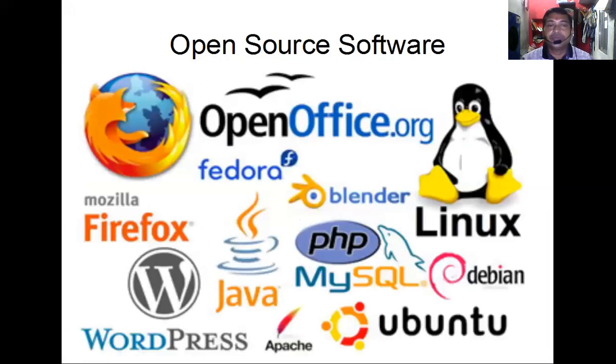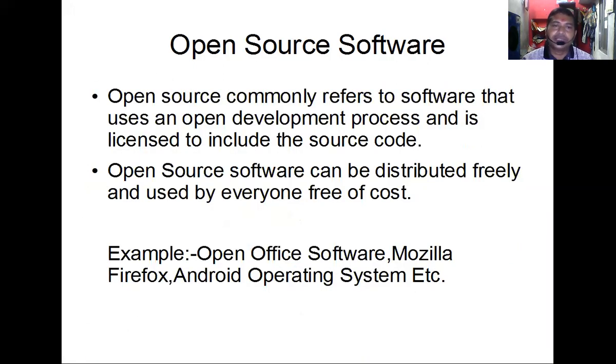Okay, then what is open source software? Open source software includes OpenOffice.org, Mozilla Firefox, Java, WordPress, Apache, Ubuntu, Linux, PHP, MySQL, etc. What is open source software?